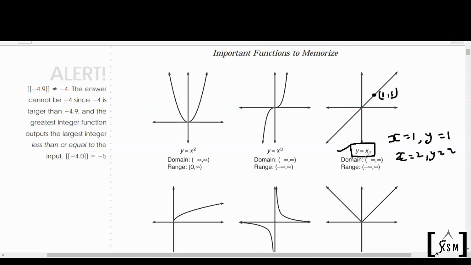So it passes through the point 2 comma 2. When x is negative 1, y is also negative 1, so it passes through the point negative 1 comma negative 1, which is in the third quadrant. So anyway, the straight line looks like this. And as you can see, the domain is all real values and the range is also all real values. Fine.